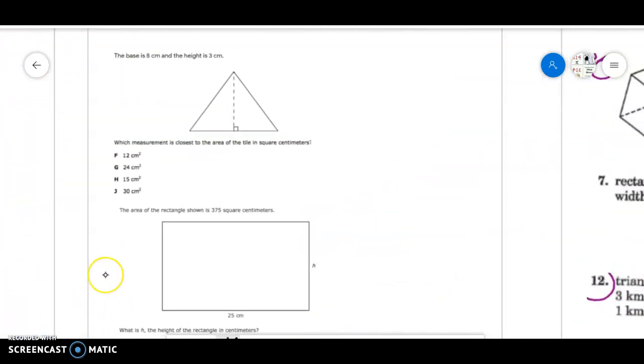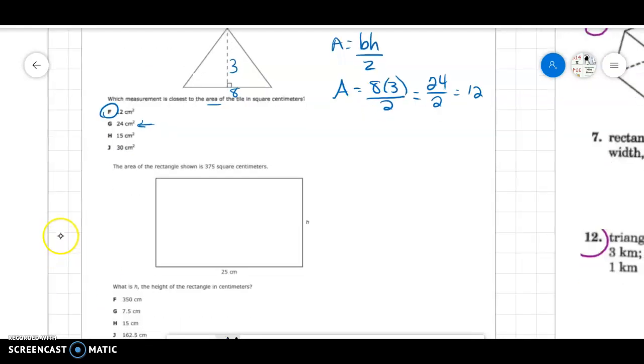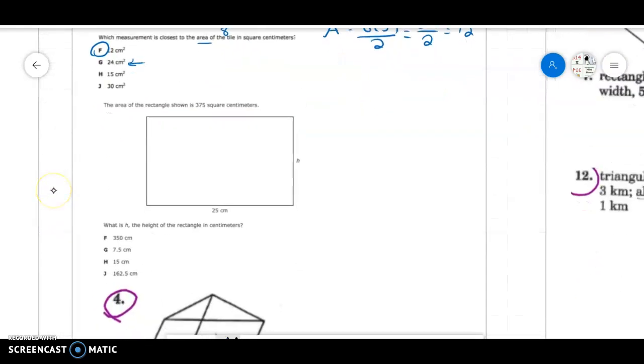Then we had a triangle, and I told you the base was 8 and the height was 3. The formula for a triangle is base times height divided by 2. We want to know the area. So 8 times 3 divided by 2. 8 times 3 is 24, divided by 2 is in fact 12. So again, some of you did choose G, and again, you were forgetting to divide by 2. So be very careful. Writing out that formula is key before you start plugging numbers in.